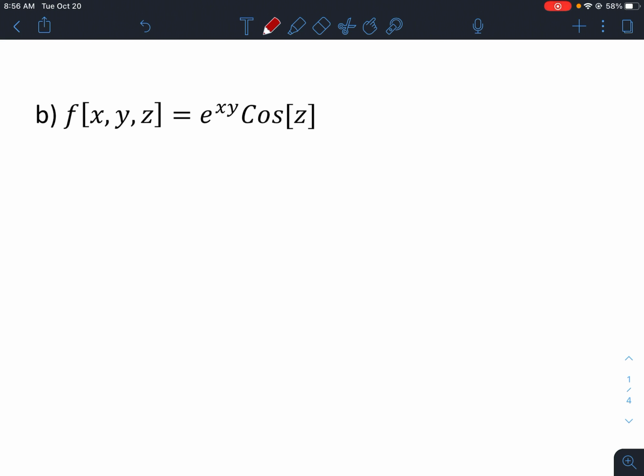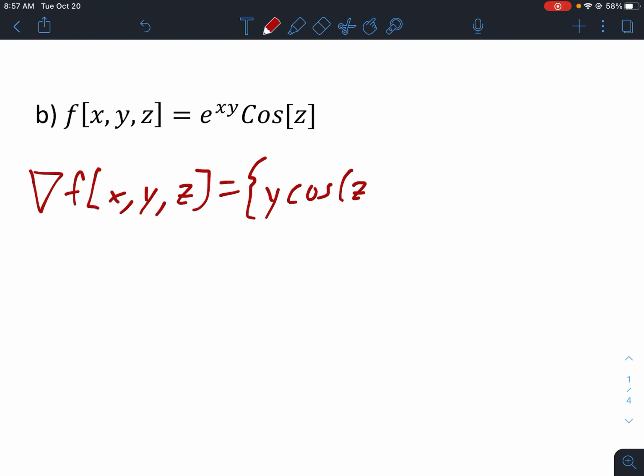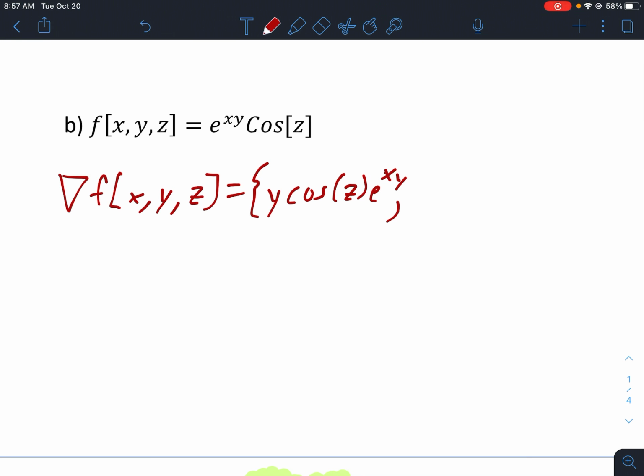Right here we have a 3-dimensional gradient. So the derivative of this function with respect to x first, so cosine z is essentially treated as a constant here. So we have cosine z times the derivative of xy, which in this case is y, times e to the xy. So we can write that as y cosine z e to the xy. And then the derivative of this function with respect to y is basically the same, except we have an x out in front.